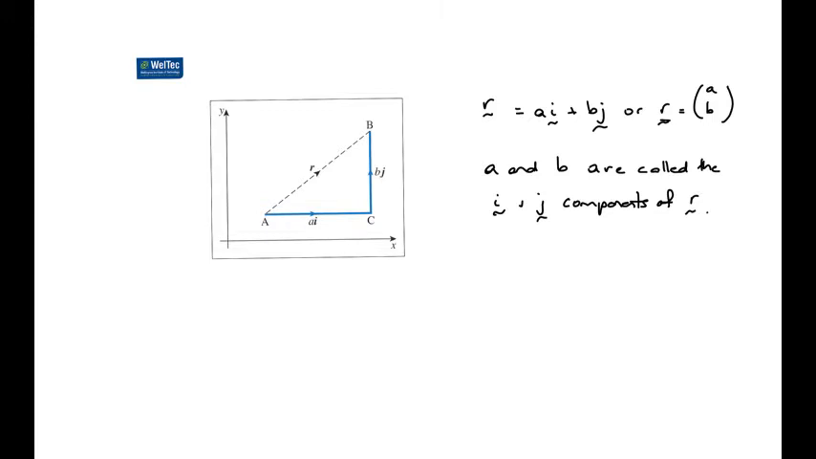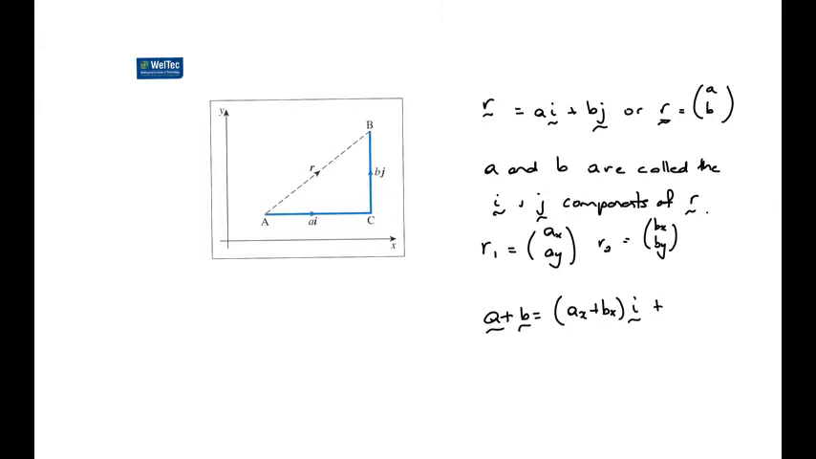So now we can see how we can add vectors in this format. If we've got r1 equal to ax and ay, and r2 equal to bx and by, then a plus b, which is r, is going to be ax plus bx in the i direction plus ay plus by in the j direction. And we can also multiply a vector written like this by a scalar.